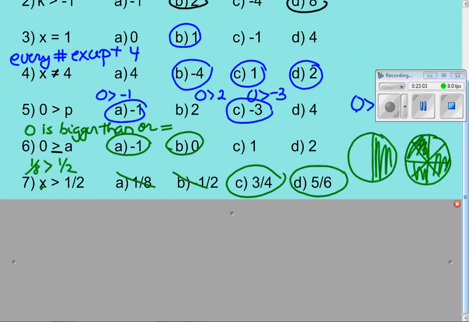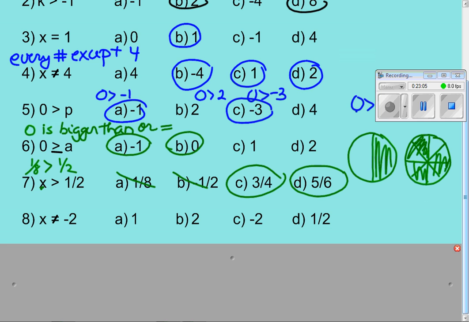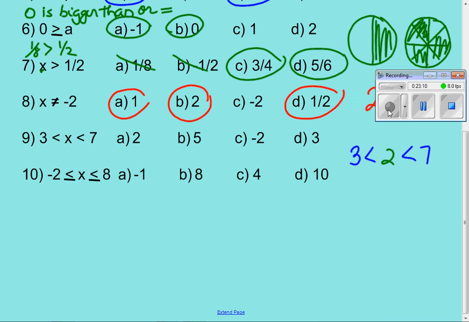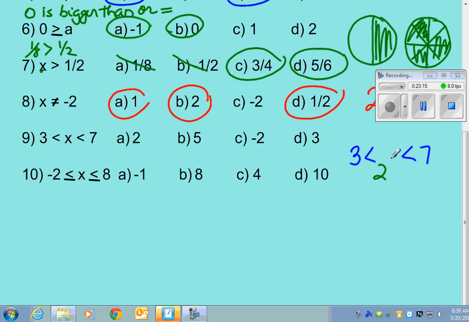And that's just fractions. Now I'm hoping the next one's not so tough. Read it. That one's true, but is 3 smaller than 2? No. So I don't want 2 in there. Doesn't work.